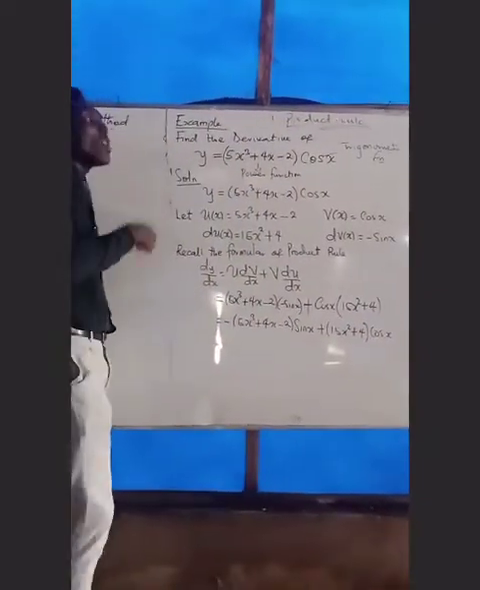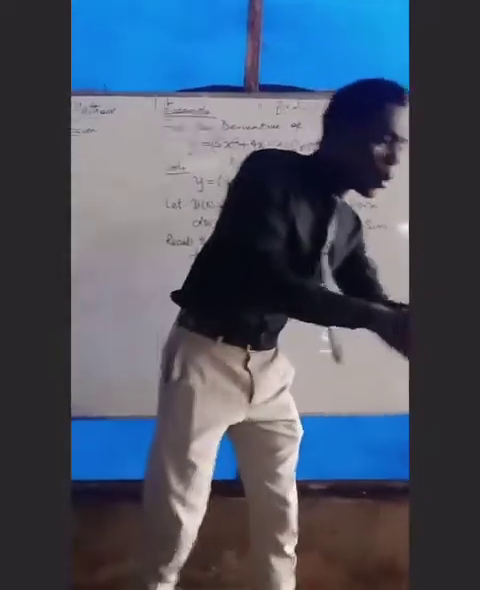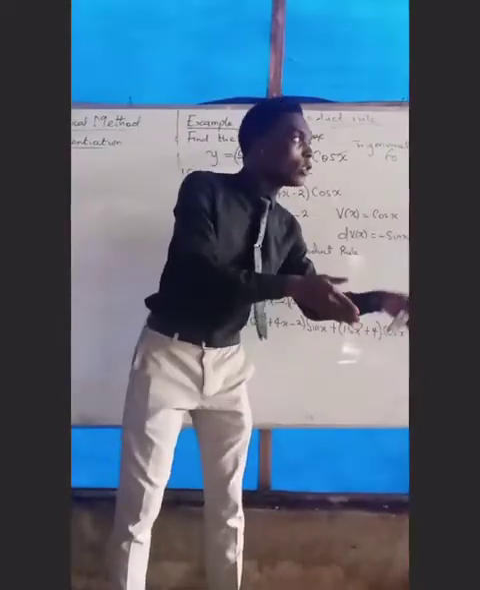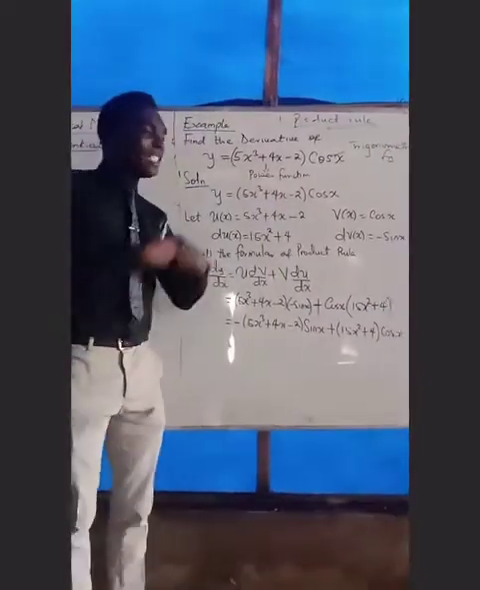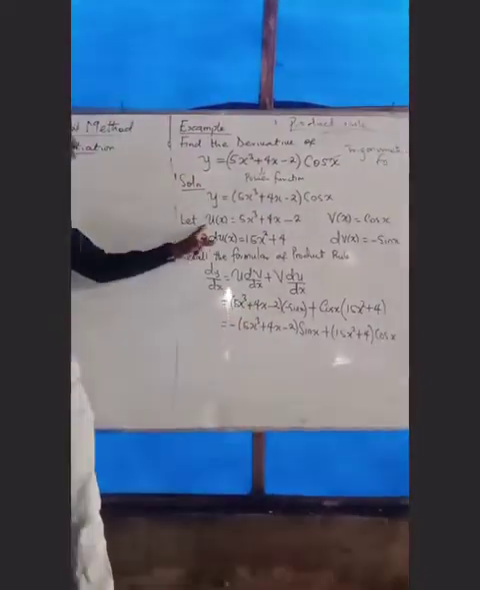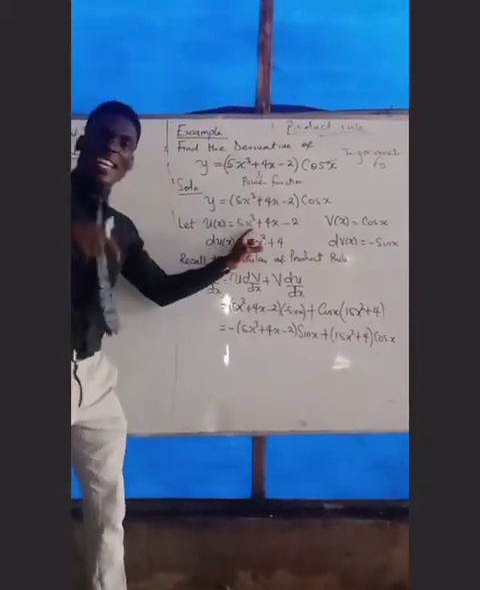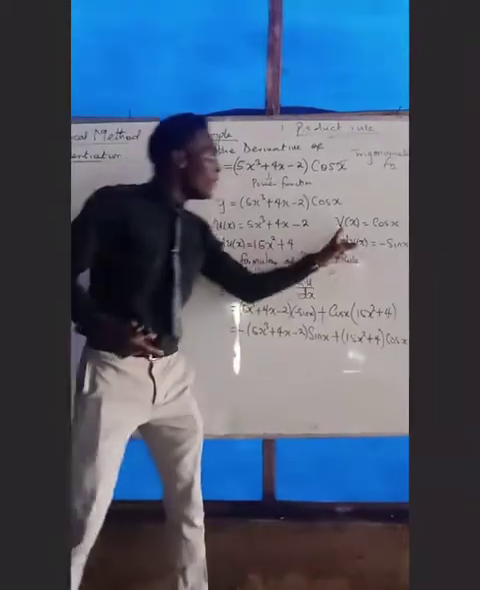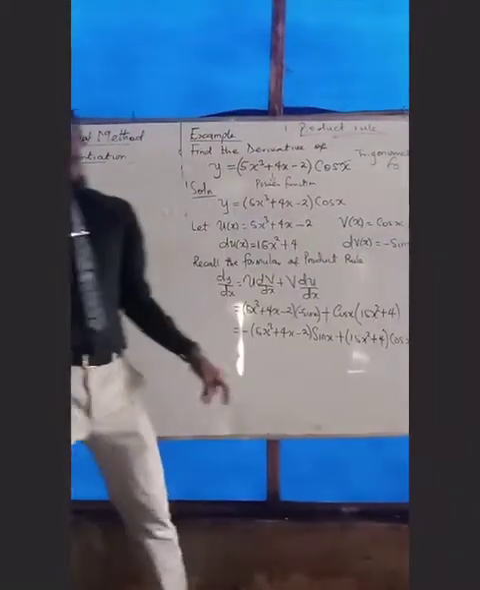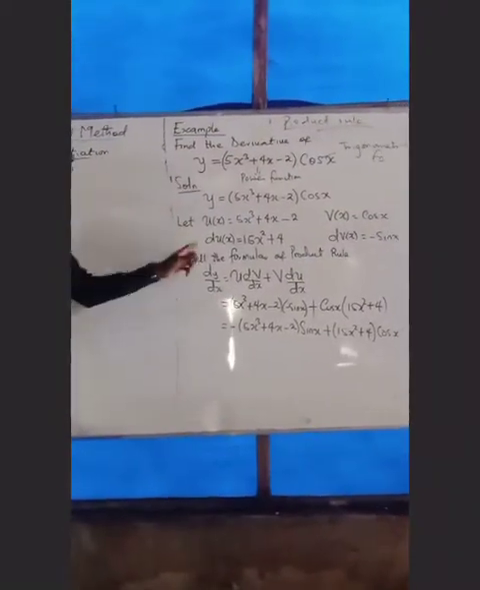Now, the next thing we have to do is differentiate these two functions that we have represented with u and v with respect to x. That is, u with respect to x to get the derivative, then v with respect to x to also get the derivative.